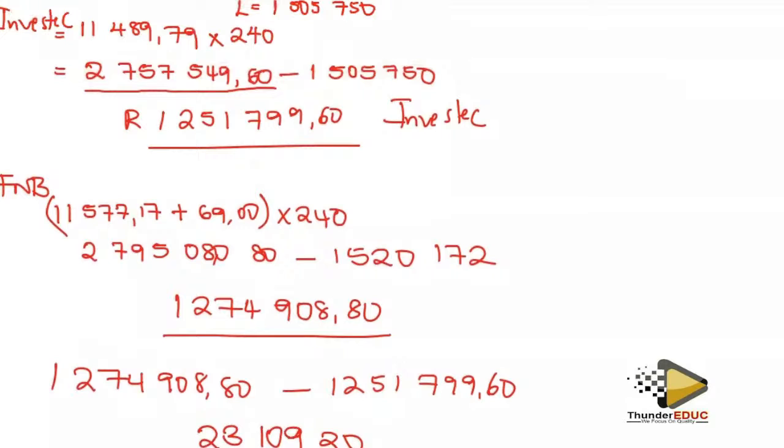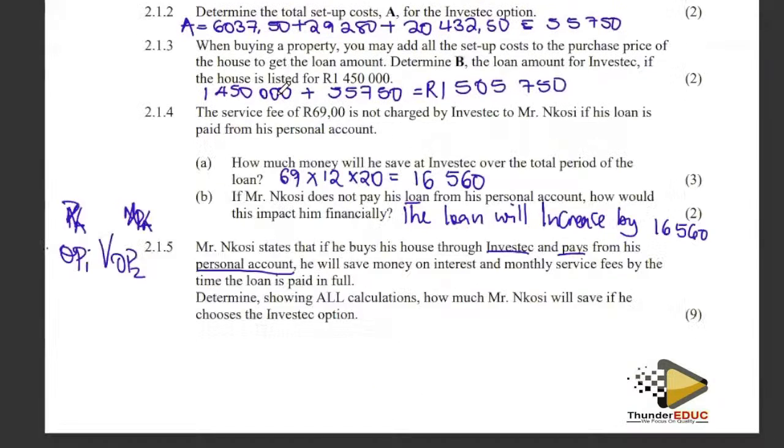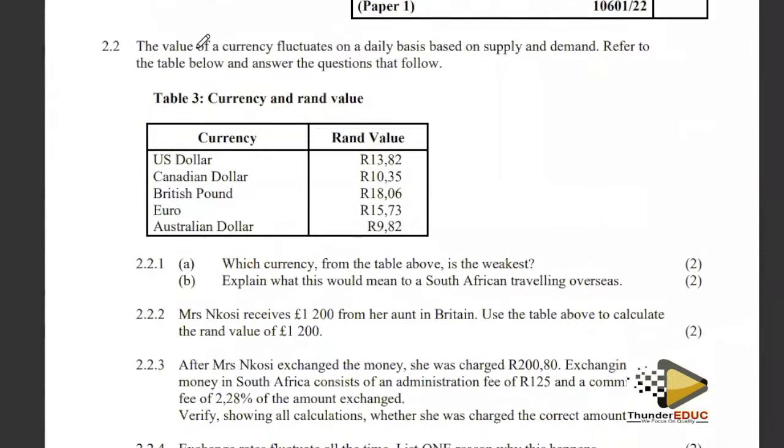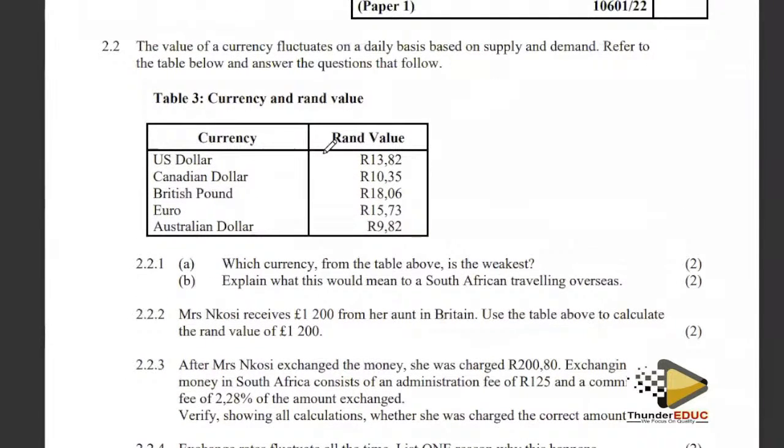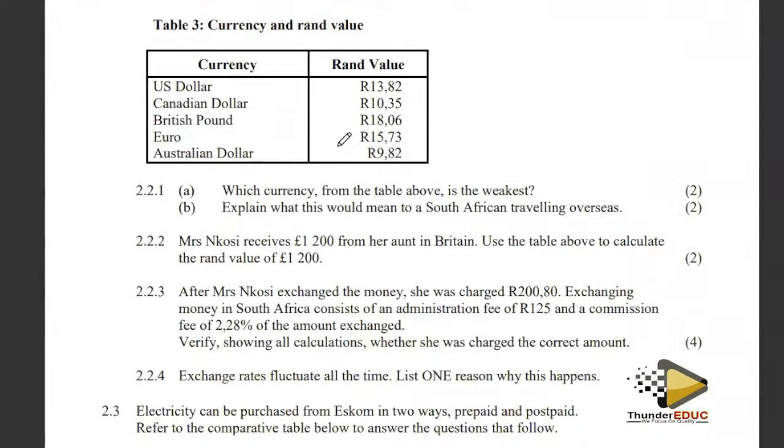Question 2.2. Let's look at question 2.2. The value of currency fluctuates on a daily basis based on supply and demand. Refer to the table below and answer the questions that follow. The currency and relevant value. Now, the moment you see this, what should come to your head is exchange rate. Which currency from the table above is the weakest? Now we shall see which one gives you the lowest value.